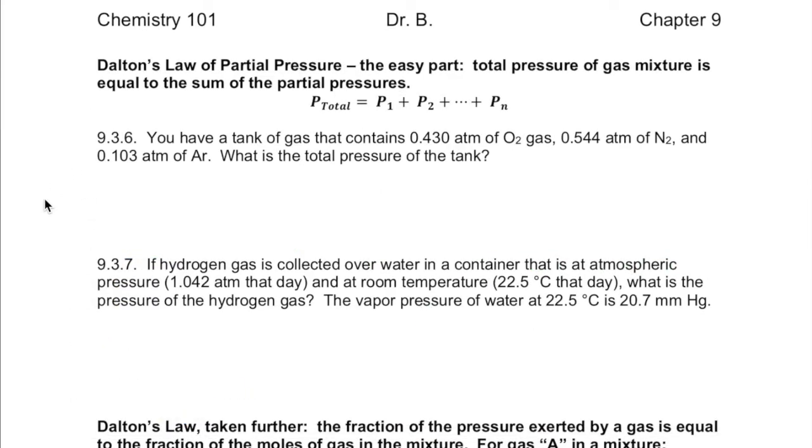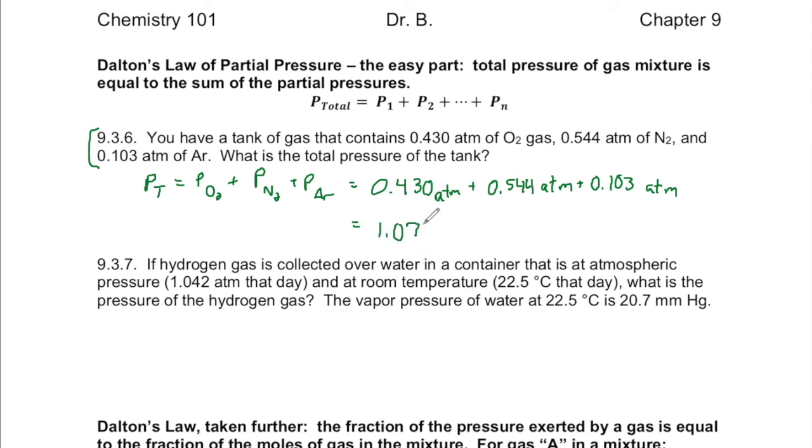Let's take a look at Dalton's law of partial pressures. That is something that says that the total pressure of a collection of gases is equal to the partial pressures of each gas added together. So let's do a couple of the easier problems with that. The total pressure in this tank is going to be the sum of all the partial pressures that are in the tank. So the pressure of the oxygen and the pressure of the nitrogen and the pressure of the argon added together.